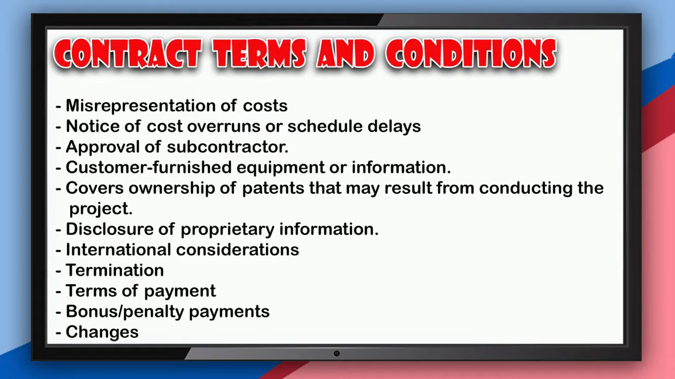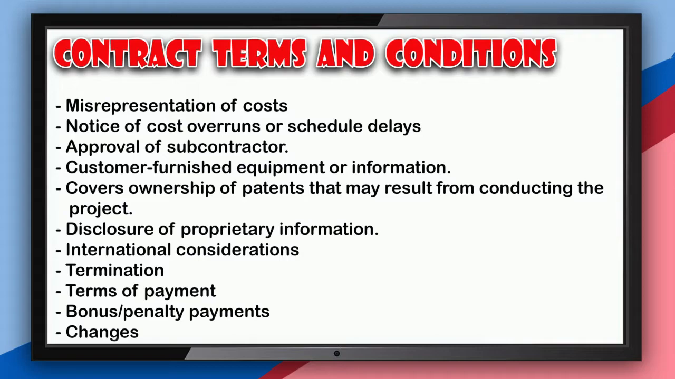Number two, notice of cost overruns or schedule delays. It outlines the circumstances under which the contractor must notify the customer of any schedule delays. And number three, approval of subcontractor. It indicates here that when the contractor needs to obtain approval before hiring a subcontractor, the customer must be notified through this.